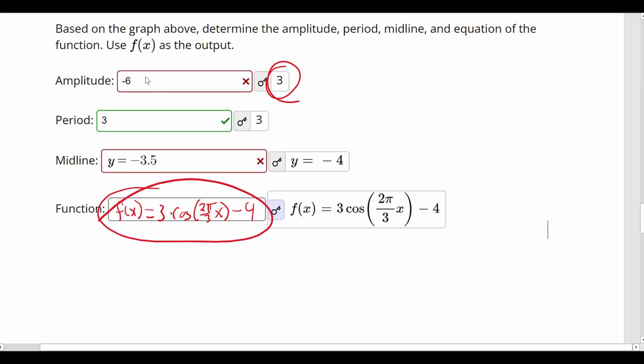And so this one's not so bad. Luckily they didn't have another component like a C that would have shifted it horizontally, but if we did, we would just work it out. Okay, hope this helps.